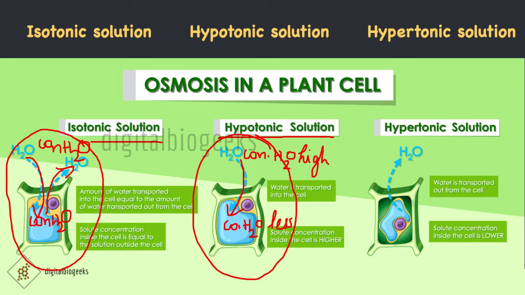Now let's make a concentrated sugar solution by adding more sugar into water. Here in the concentrated solution, the concentration of sugar is high and concentration of water is less.